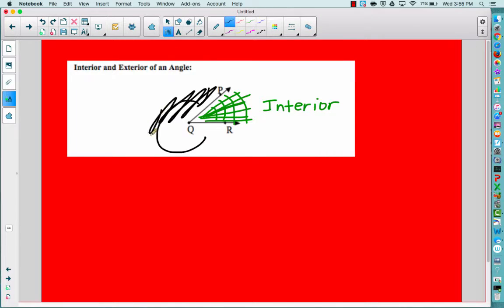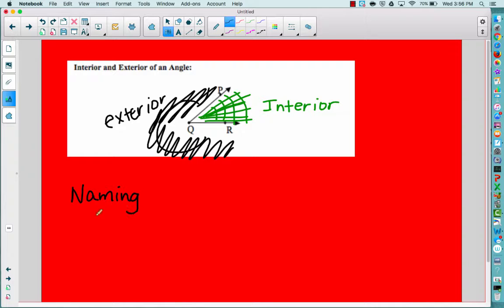Anything out here, not inside the angle, would be in the exterior of an angle. So outside the angle. All right, so let's just quickly talk about naming an angle versus the measure of an angle. When I'm naming an angle, I just say angle ABC. If I want you to find its measure, that means I want you to find it in degrees. Then I would say find the measure of angle ABC. And then I know that my answer is going to be something in degrees, like 30 degrees, 31 degrees, 120 degrees, okay?